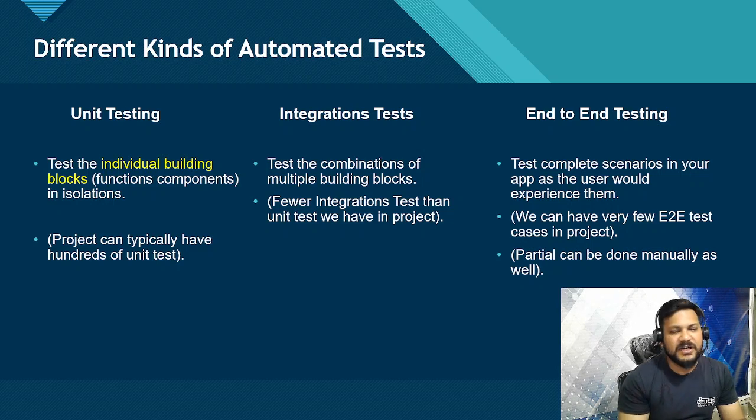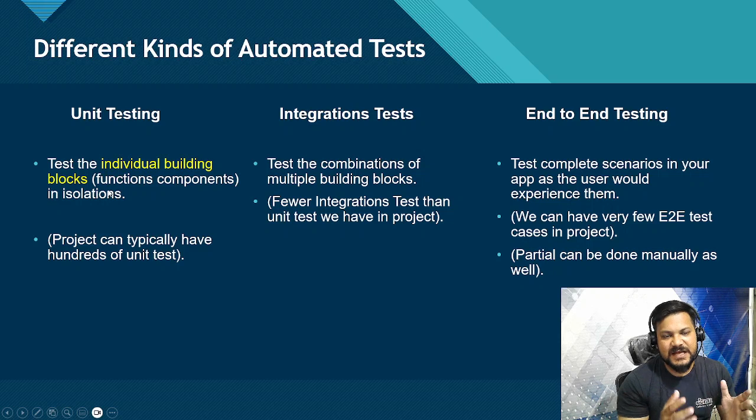So let's see. There are three types of testing. Unit testing tests the individual building blocks. Like I just discussed, if I've written a complete logic, I will divide that code into some building blocks because in our application we have a lot of code. So we cannot test all the functionalities at once, right, guys? So we test the application in building blocks, and in a project we can have hundreds or thousands of unit tests.